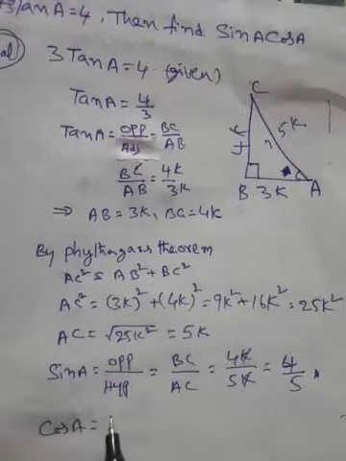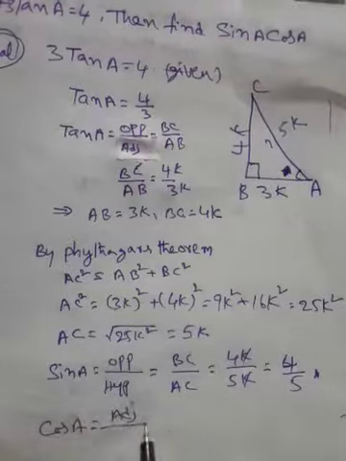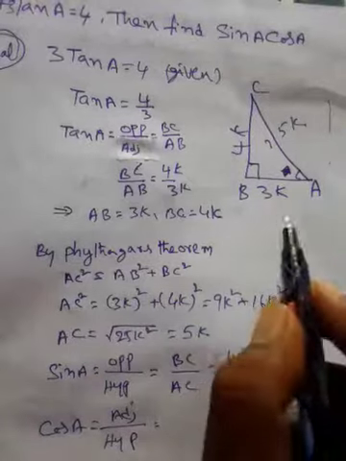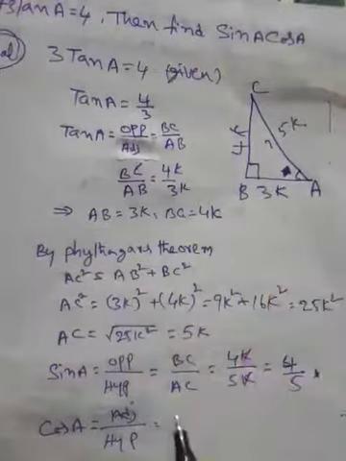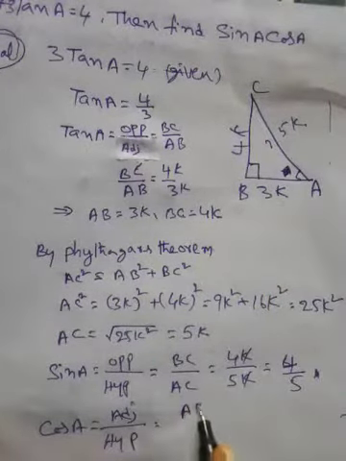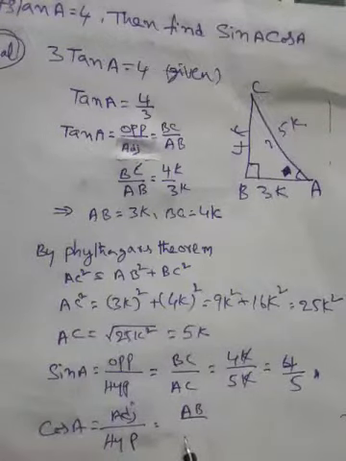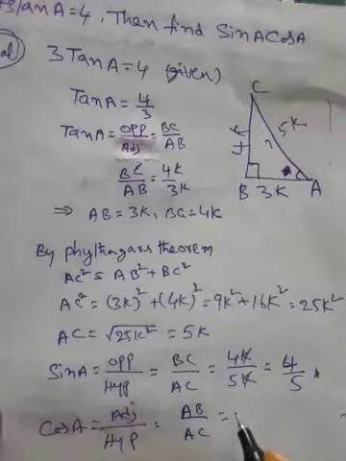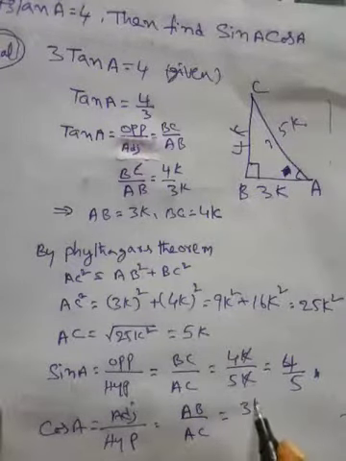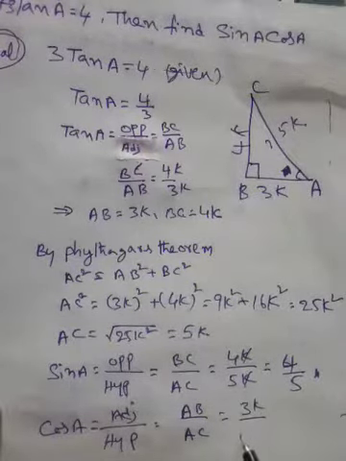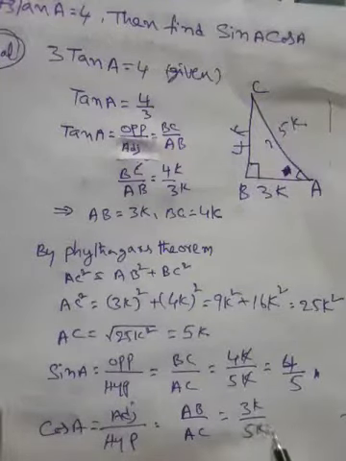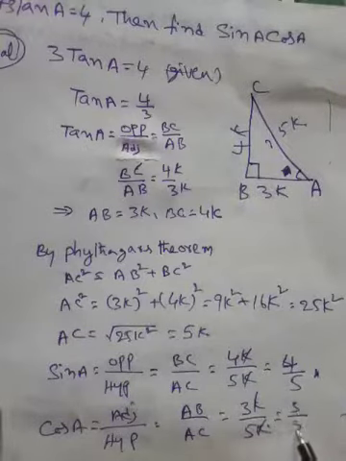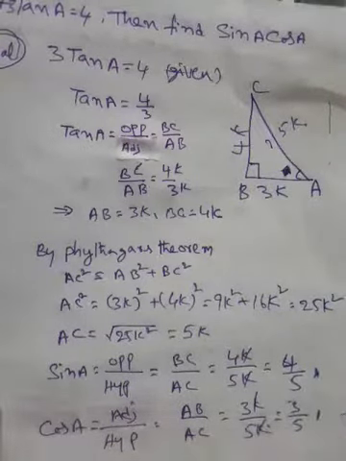Let's find cos A. Cos A is equal to adjacent side by hypotenuse. What is the adjacent side to A? AB by hypotenuse AC. AB is 3K by AC which is 5K. K and K get cancelled. 3 by 5. Cos A is 3 by 5.